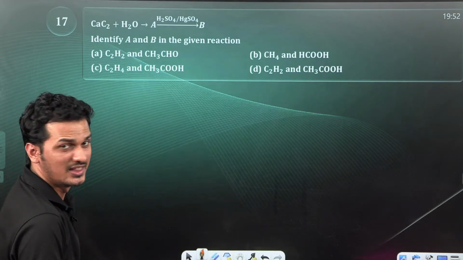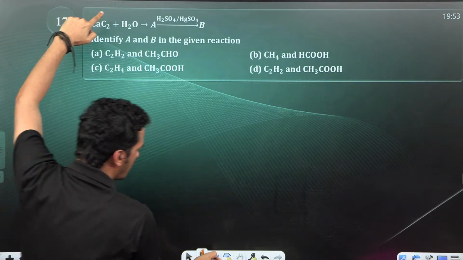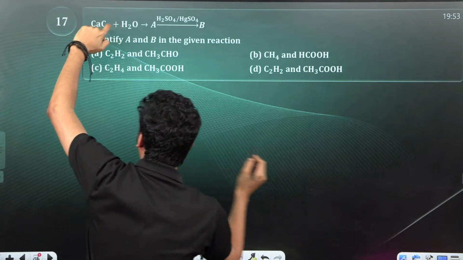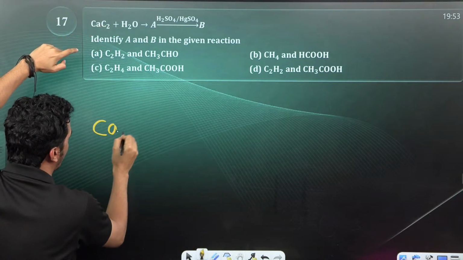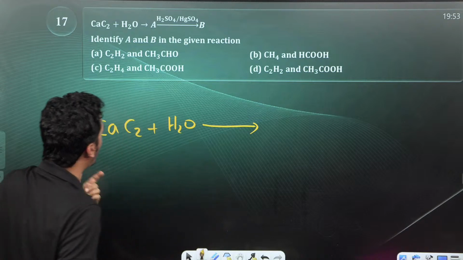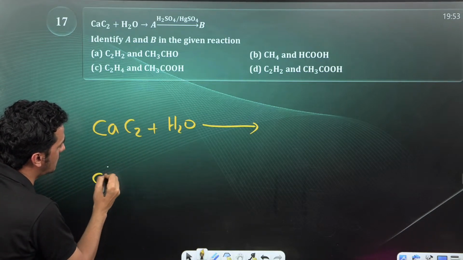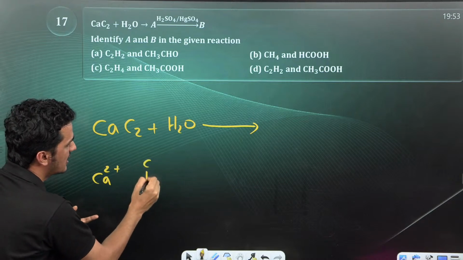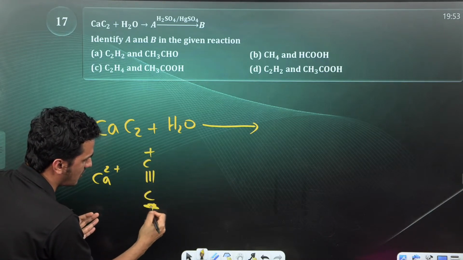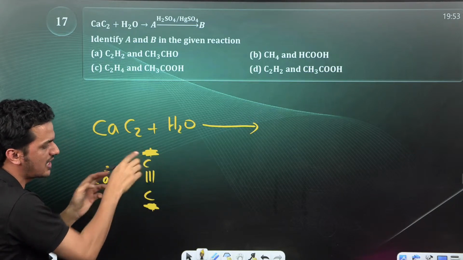17th question. This is the 17th question. Calcium carbide. Okay, listen to me carefully. We are taking calcium carbide. We are treating with H2O. You know that while you are treating calcium carbide with H2O, this is actually calcium 2+ and carbide is C triple bond C minus. Sorry, I'm sorry, chemistry code. Minus. Okay, C triple bond C minus.